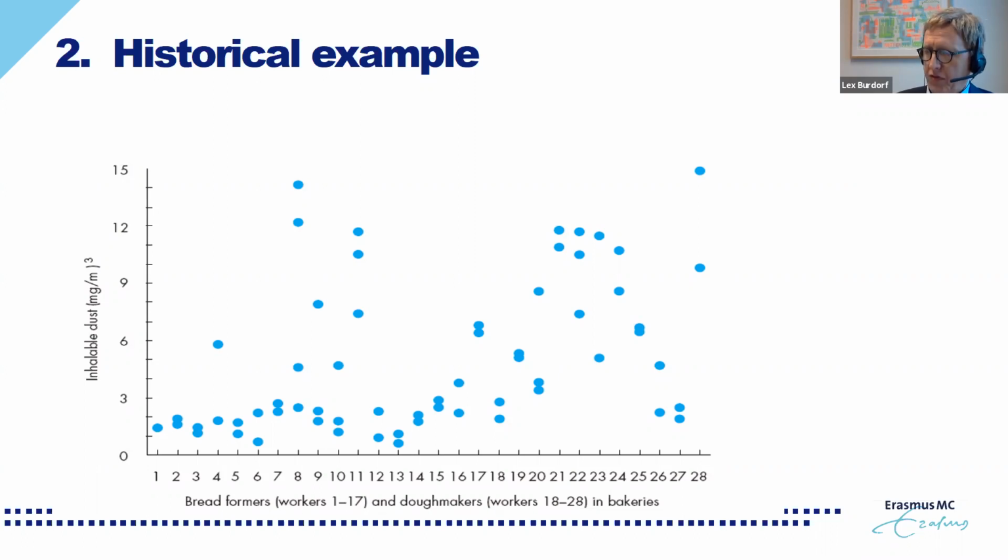So there are a couple of observations here. One is that there are quite some measurements that are in the region of 1, 2, or 3, but there are also some measurements that are higher, and there are even some outliers to extreme values above 12.